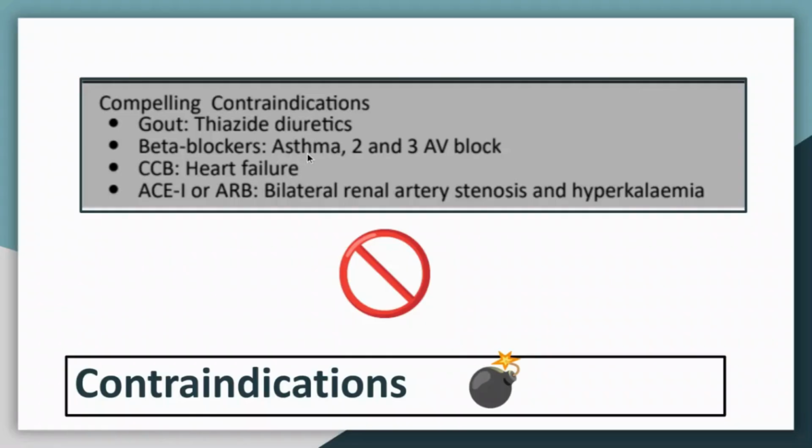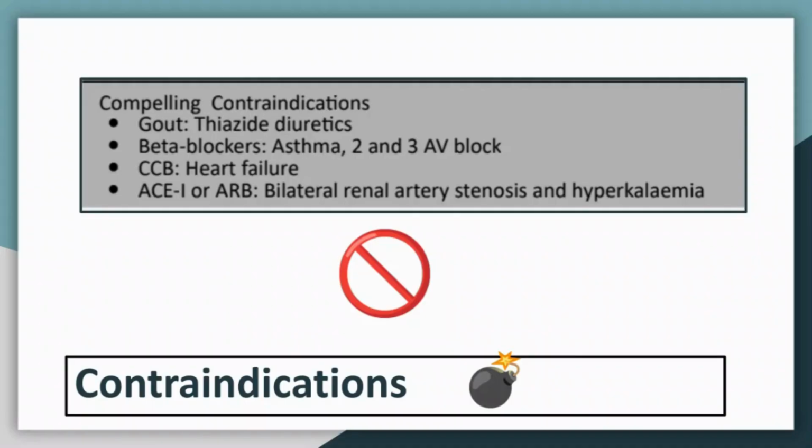We don't give beta blockers in asthma. Everybody knows this. You're going to trigger an asthmatic attack and you can be in trouble for doing that. So please do not give beta blockers in asthma or second and third degree AV block. And remember that thiazide diuretics prevent the excretion of uric acid. The more uric acid you have in your system, the more you worsen gout. So please, when the patient has gout, don't give thiazide diuretics.